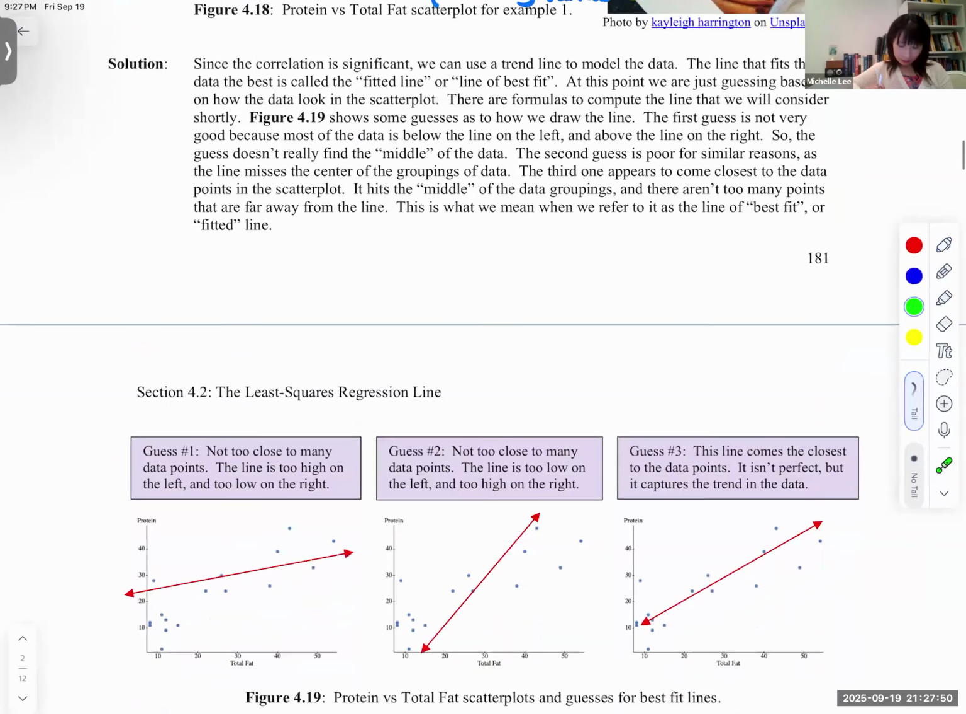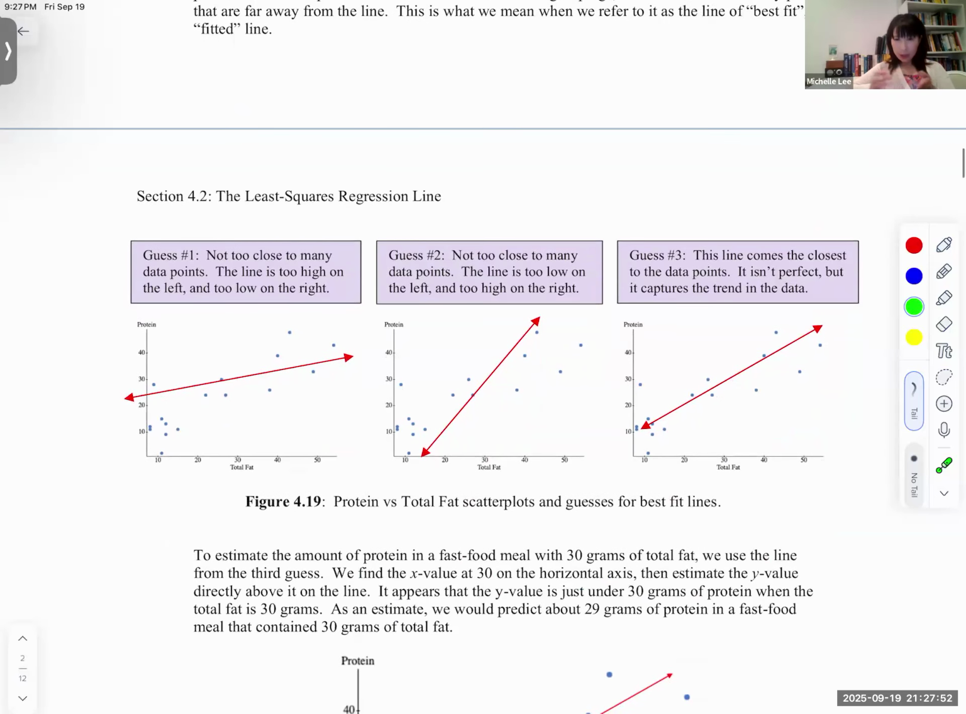We have three types here, right? If we draw the line this way, then the line is too high on the left and too low on the right. The left side is too high to fit the data set, right? Now if we draw it this way, then the left side is too low and the right side is too high. It's the opposite of this one, right?